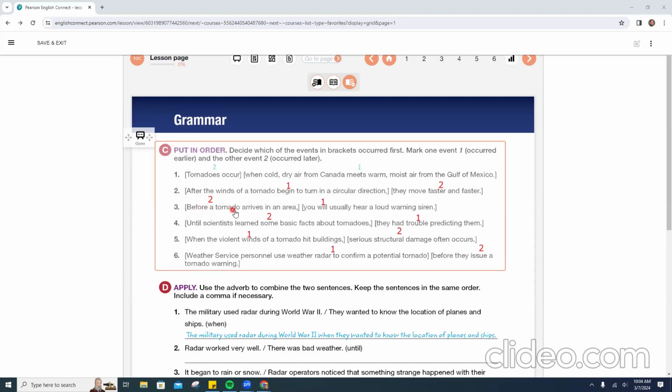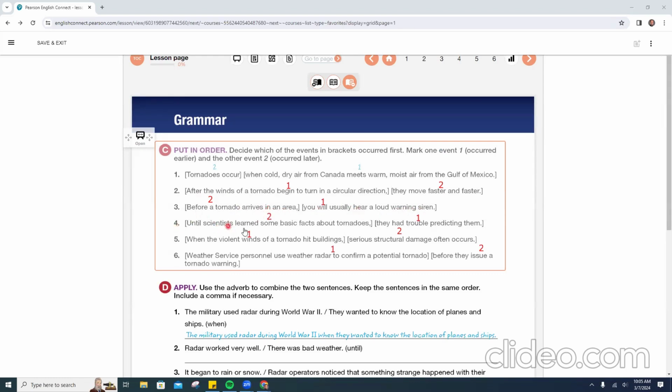Number 3, before the tornado arrives in the area, you will usually hear a loud warning siren. So first, you will hear the warning siren, and then the tornado arrives in the area. So first you hear the warning, and then the tornado happens.